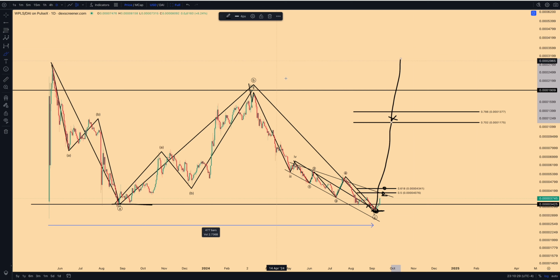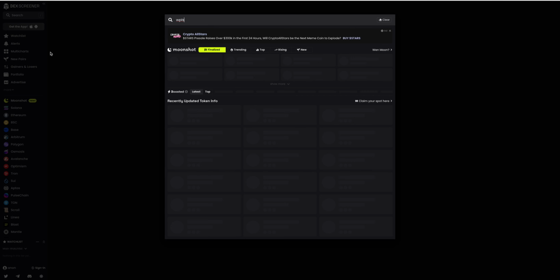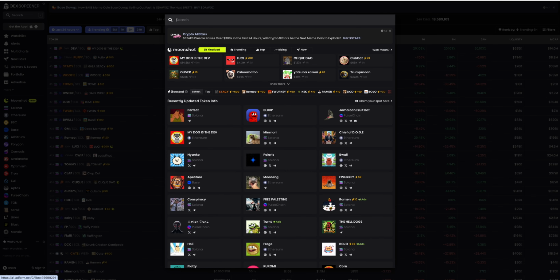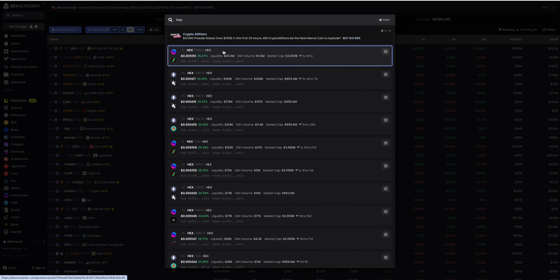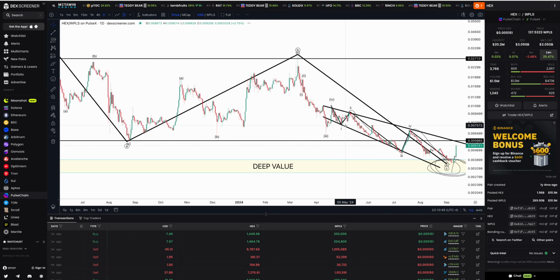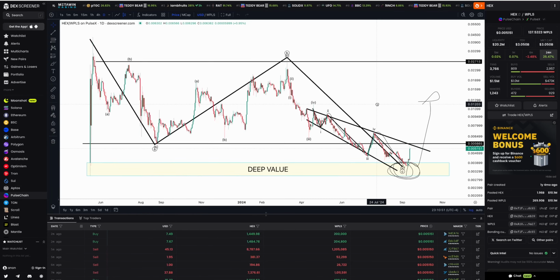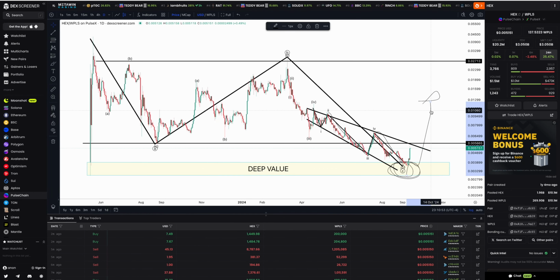Because remember, this hasn't done any impulsive move up yet, and we're potentially starting that impulsive move now. Okay, so this is Pulse. I showed you PulseX bullish, PLS is bullish. Let's take a look at HEX. And yeah, this is pHEX, and it looks like it's bottomed actually, right over here.